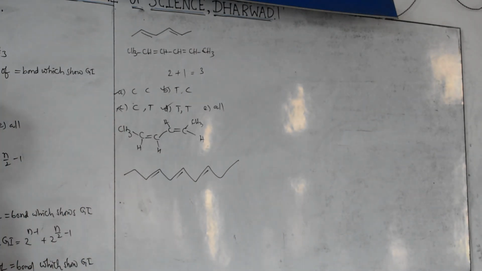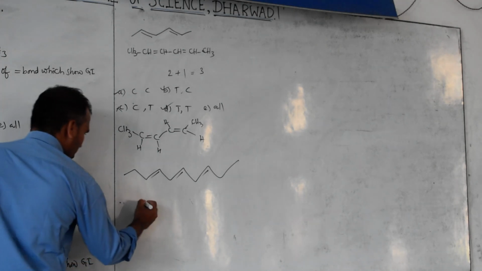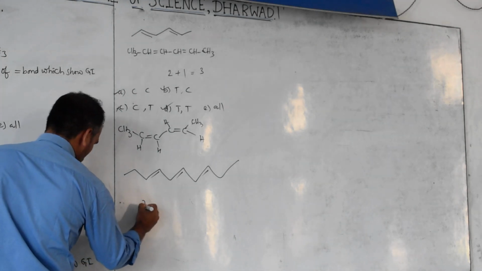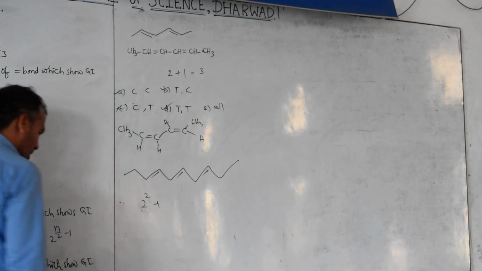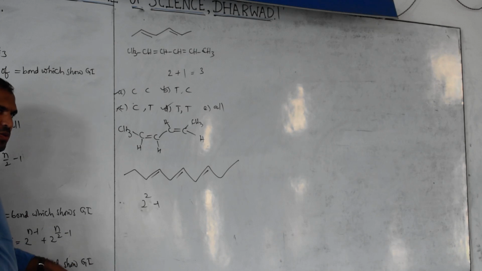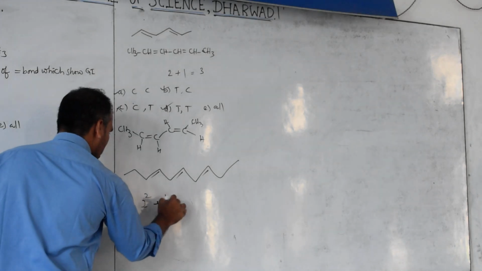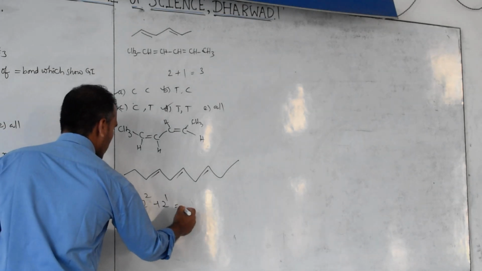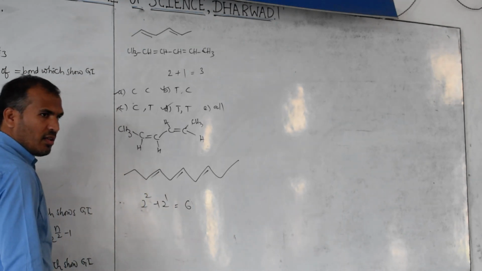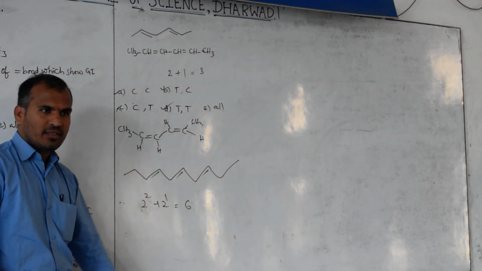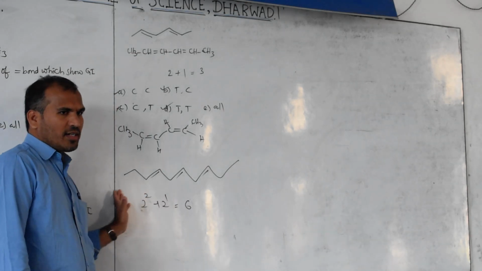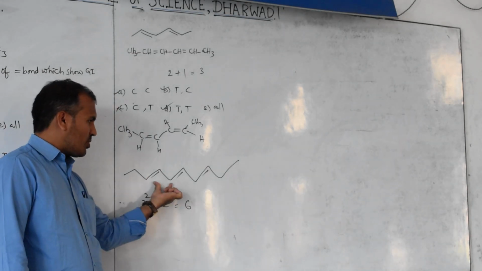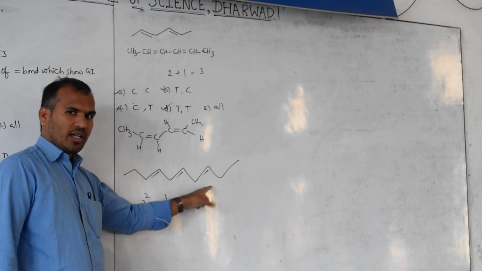Now use this formula: 2 power n minus 1, which means 2 power 2 plus n minus 1, 3 minus 1. Then 2 power 2 plus 1, that is 2 power 1. And how much total? 6. Then what are the 6? All cis is one form. All trans is one form. 2 cis 1 trans. Okay?